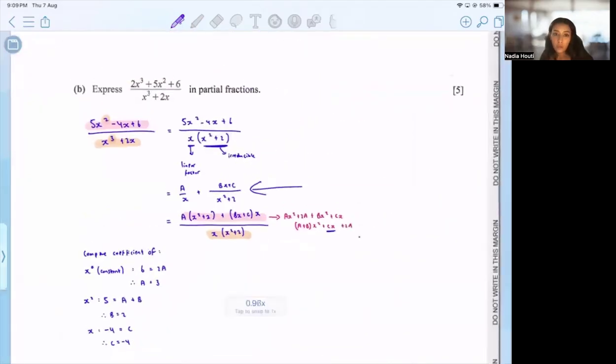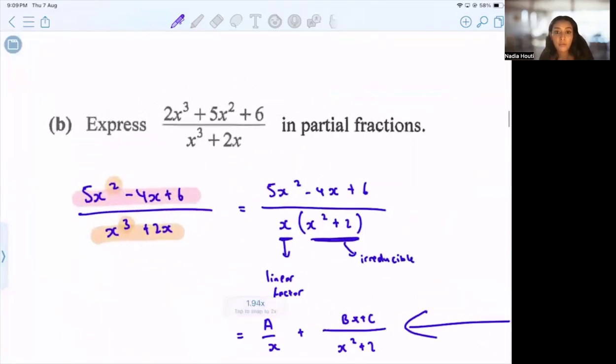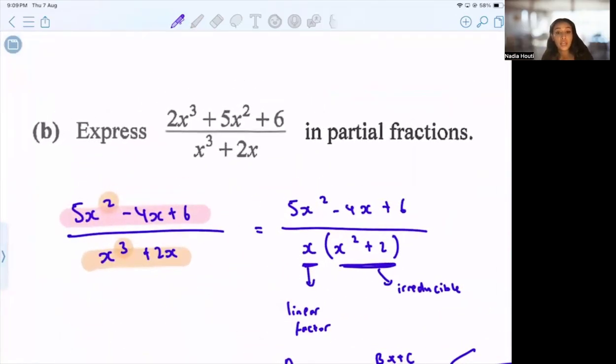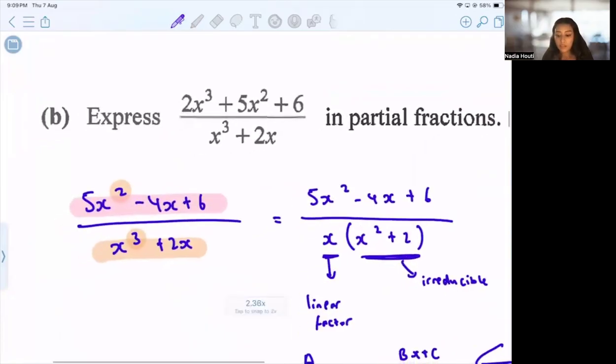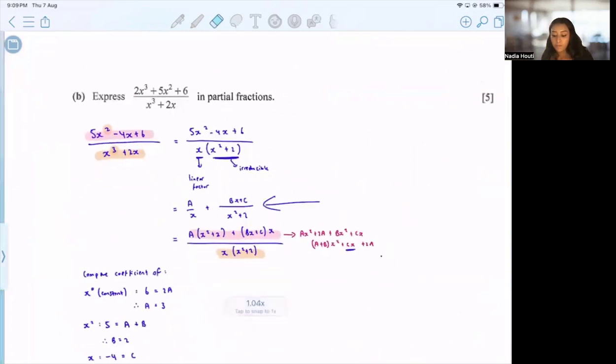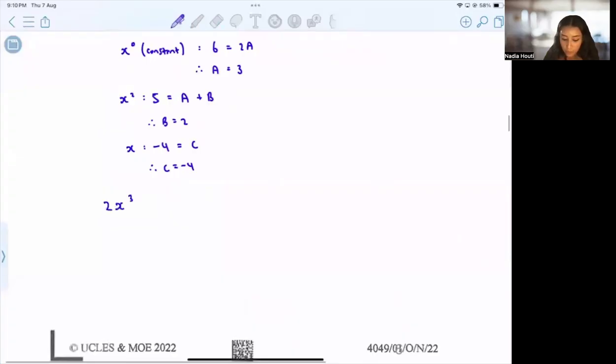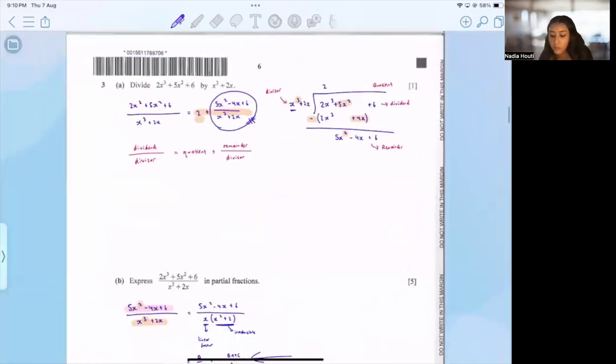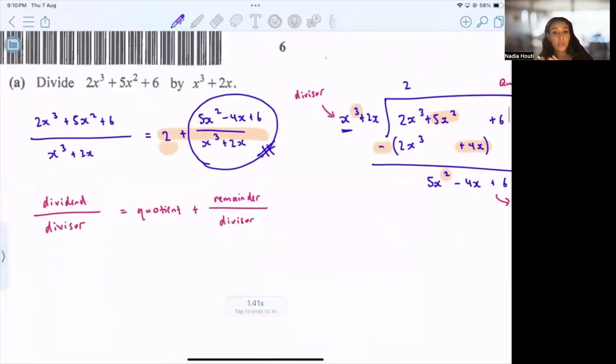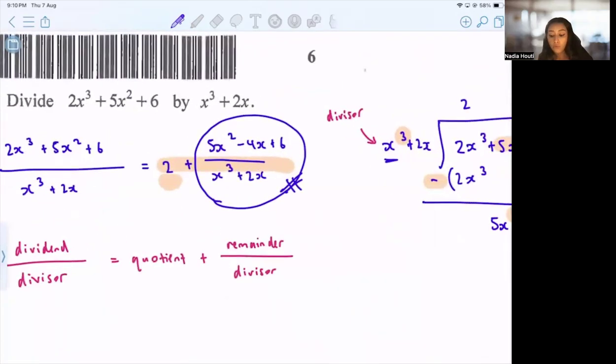But recall 2x cubed plus 5x squared plus 6 over x cubed plus 2x, which is the original question. It's not the same as this. It's not equal to this. Remember, we had a part we ignored at the start, which was a 2 plus. This is the time to bring it back. So let's rewrite the question. 2x cubed plus 5x squared plus 6 over x cubed plus 2x is actually equal to 2 plus that fraction that we just broke down into partial fractions. So don't forget the 2 at the beginning.